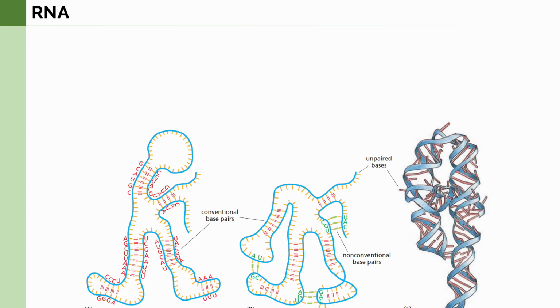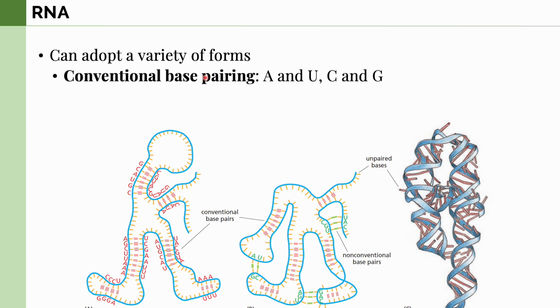Now our RNA can adopt a variety of different forms, unlike your DNA, which can only adopt a double helix form. These different forms can be formed by two main mechanisms. First, we have conventional base pairing, in which a purine pairs with a pyrimidine.